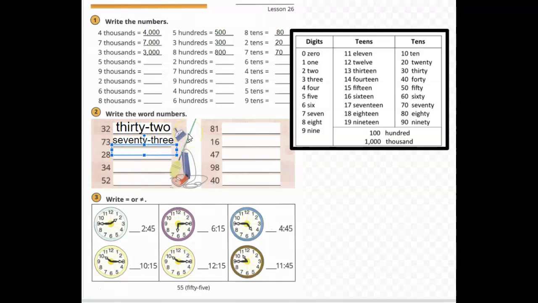And this one right here is 28. So I'm going to find 20. Here's 20. 20. And it's 28. 5, 6, 7, 8. E-I-G-H-T. Okay. You guys got this.